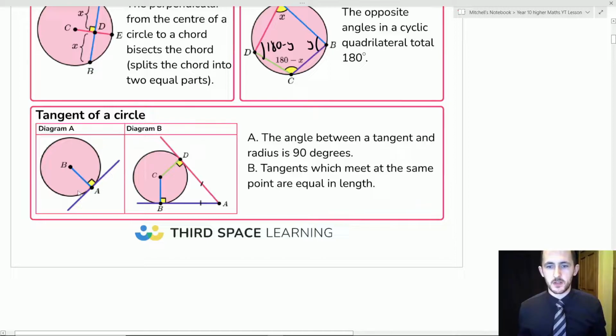Tangent of a circle. First one is that the tangent of the circle and the radius of the circle always meet at 90 degrees. And because of that, two tangents from the same point are always the same length. Okay, so those two actually fit the same description. So radius, tangent, 90 degrees. Two tangents from the same point are equal.